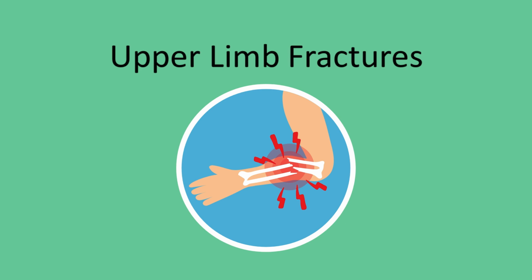This first slide provides a clear title of our topic. You can see an image depicting a fractured arm, which highlights the main focus of our discussion today, understanding the various types of fractures that can occur in the upper limbs. Let's move on to the next slide.